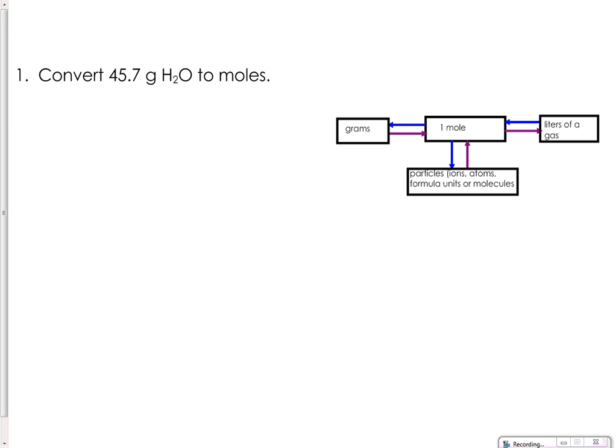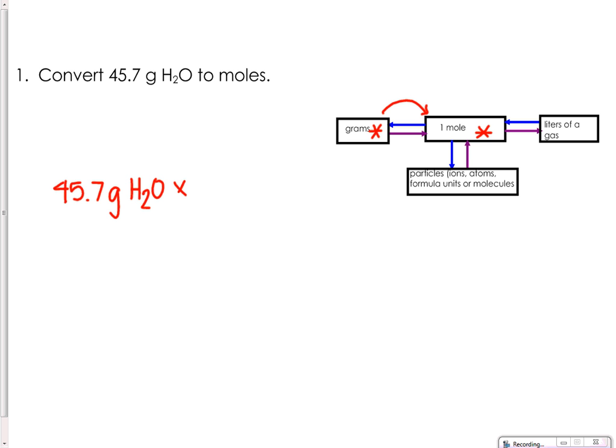Now this first problem is converting 45.7 grams of water to moles. So using your little diagram that we had on your sheet for you, this is where we're starting, grams, and I want to get to moles. Now you notice you can do that in one step. You are going to do this just like you've done any conversion problem in previous chapters. You always start by writing down the given, 45.7 grams of H2O.